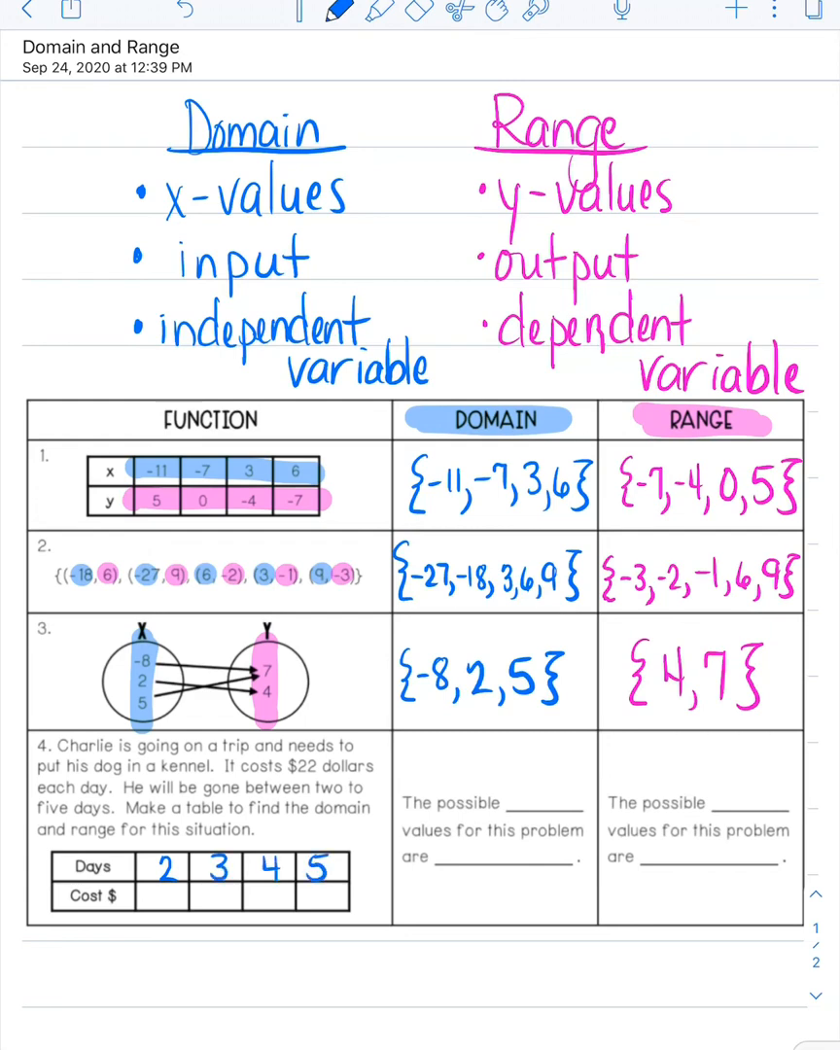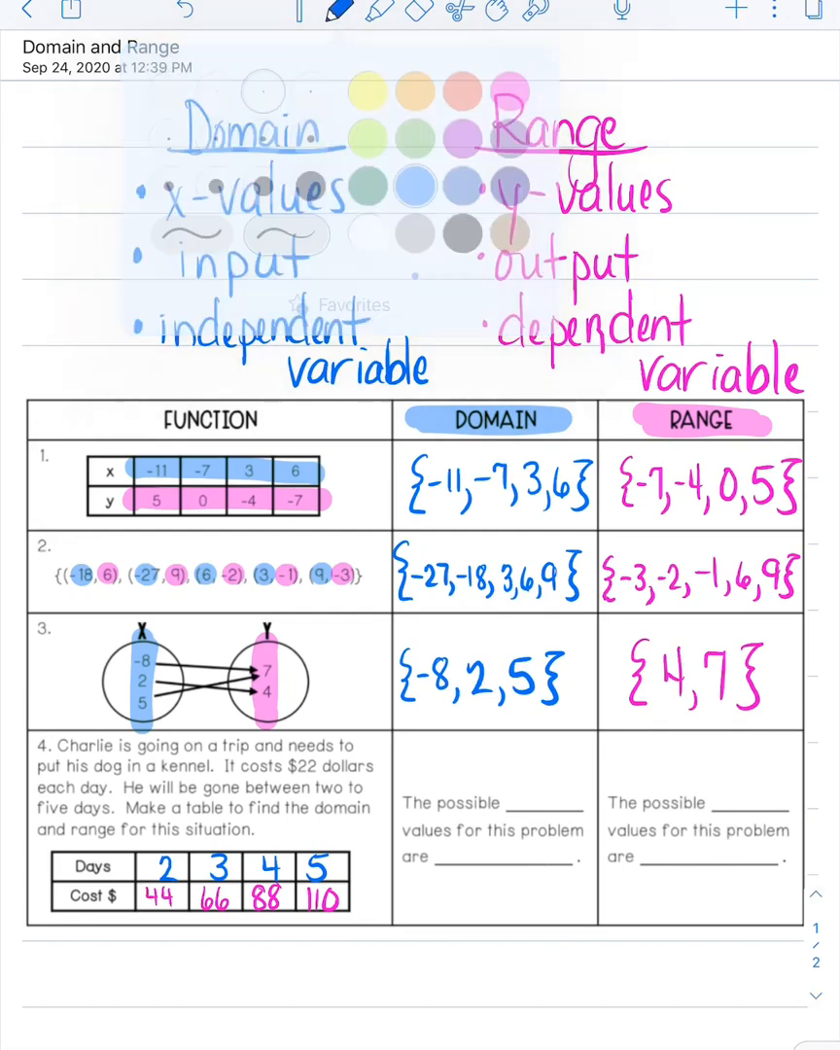Let's go ahead and finish the table before we identify our domain and range. So if it's $22 per day, I'm going to say 22 times 2 is $44. 22 times 3 is $66. 22 times 4 is $88. And 22 times 5 is $110. So now I can identify my domain and my range.